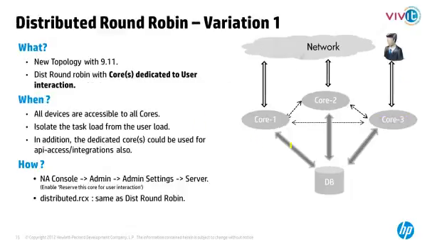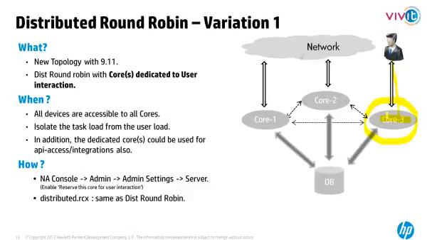Now, going to the next one. This is the distributed Roundrobin with the ability to reserve a core for a user. And this is a new topology with 9.11. So here, it works very similar to distributed Roundrobin, except that we reserve one or more cores for user interaction. In this example, I'm just showing one. So again, the same rules apply as distributed Roundrobin. All the cores should be able to access the network. In addition, besides reserving this core for user interaction, probably you can do some API integrations to that core also. It depends upon how you want to isolate the system load.